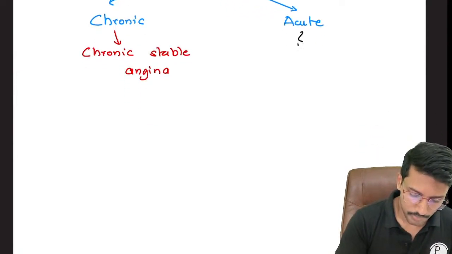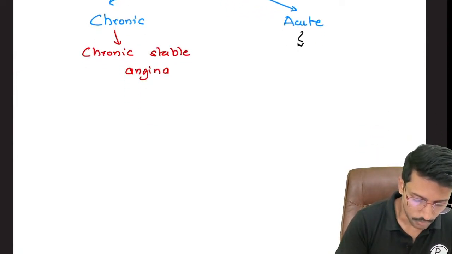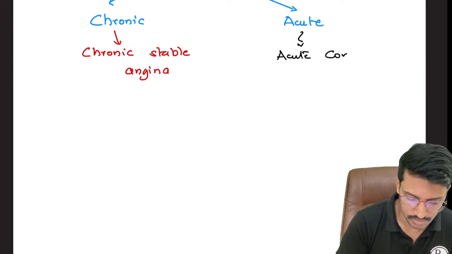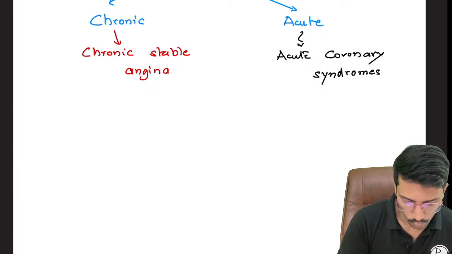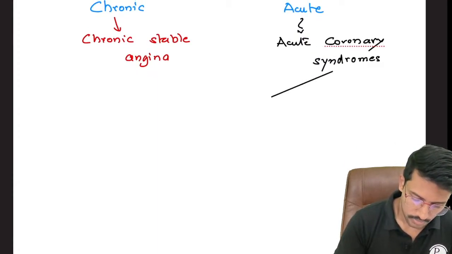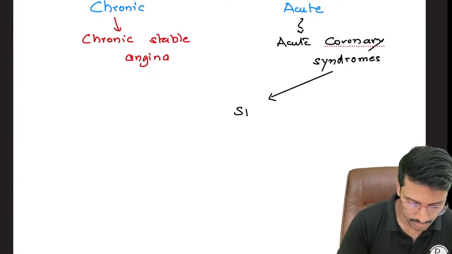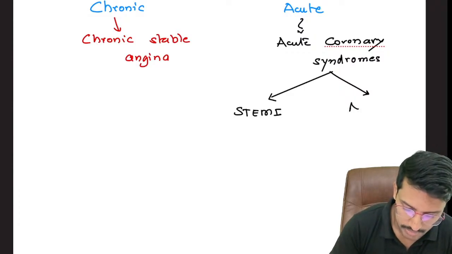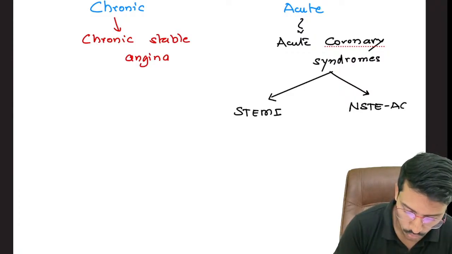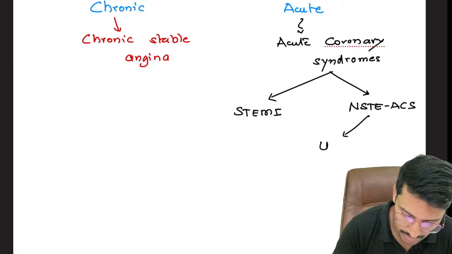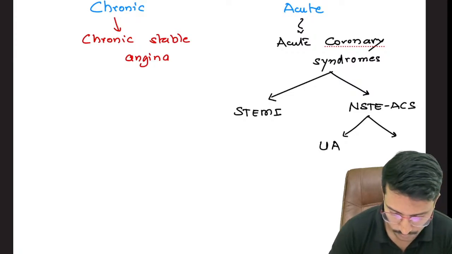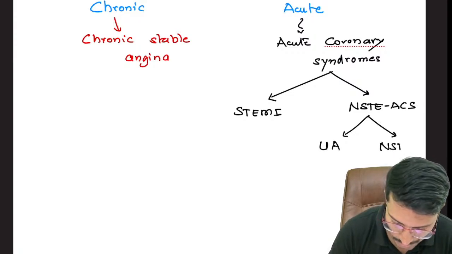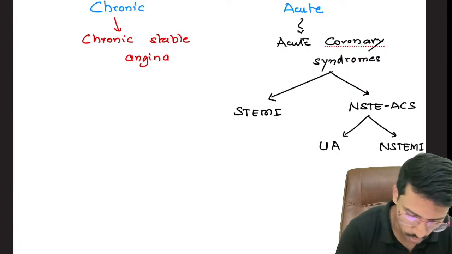On the other hand, the acute spectrum we call acute coronary syndromes. These are all emergencies. Under this, at the severe end, where there is transmural infarction, we have ST elevation MI. And when there is no ST elevation on the ECG, we call it non-ST elevation acute coronary syndrome. Under that, we have unstable angina and non-ST elevation MI.